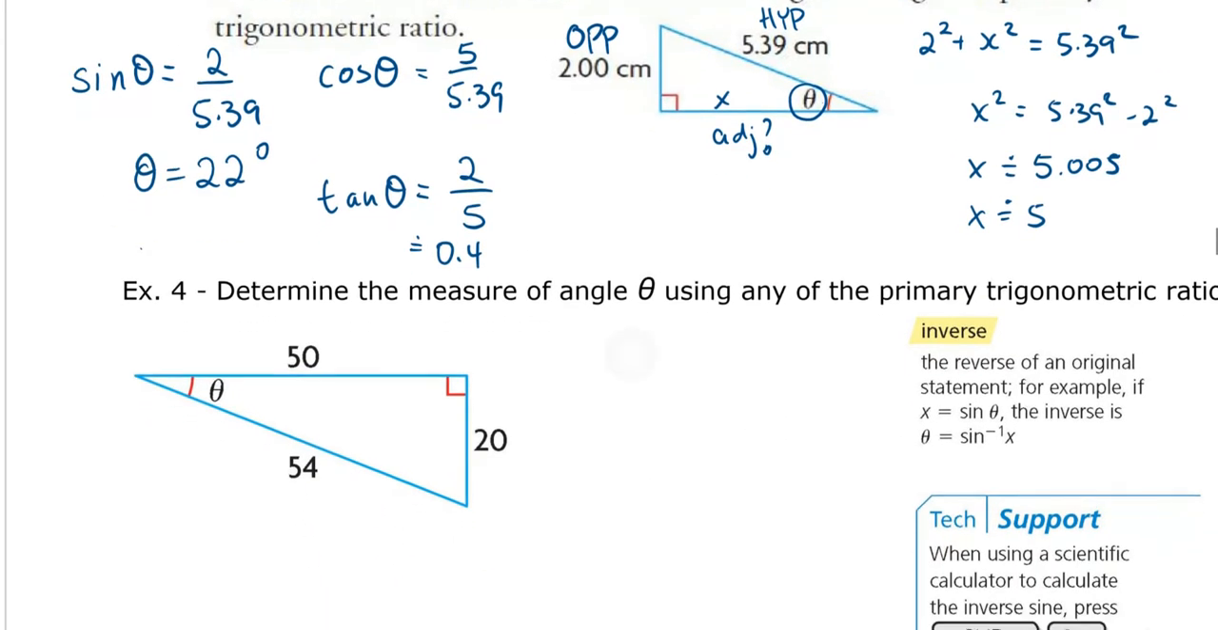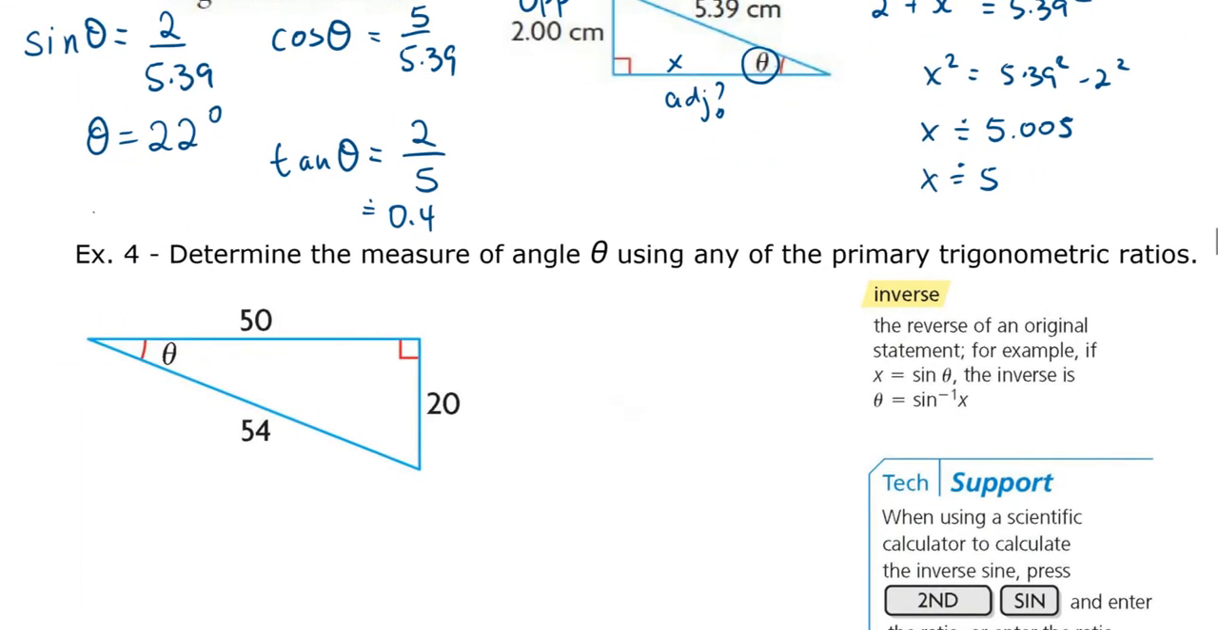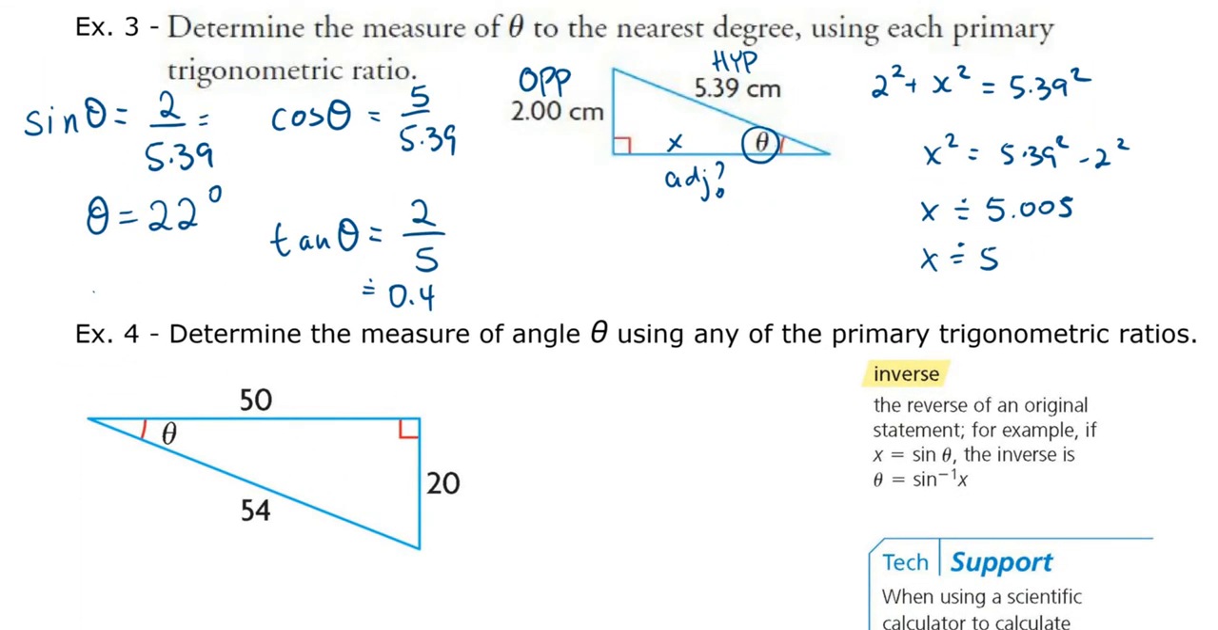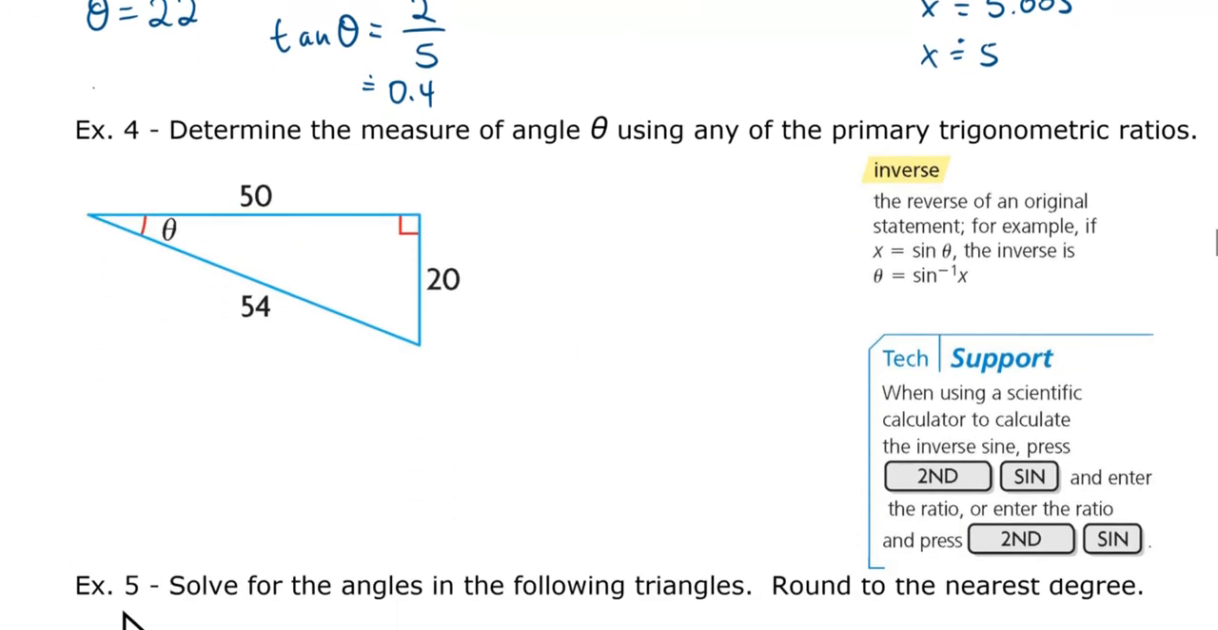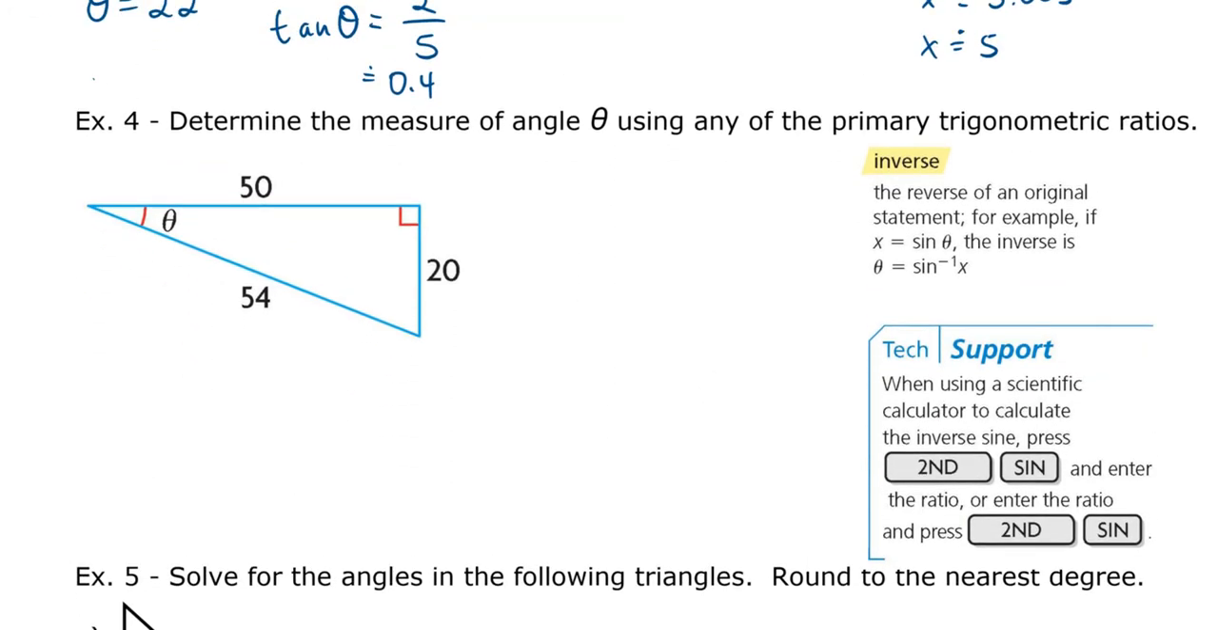Okay, so those are my ratios. You can also express the sine and cosine as decimals at the end if you continue calculating them. Okay, example 4. Determine the measure of angle theta using any of the primary trig ratios. So you can use any of them.